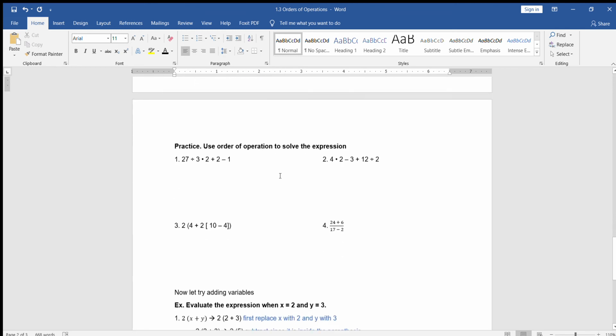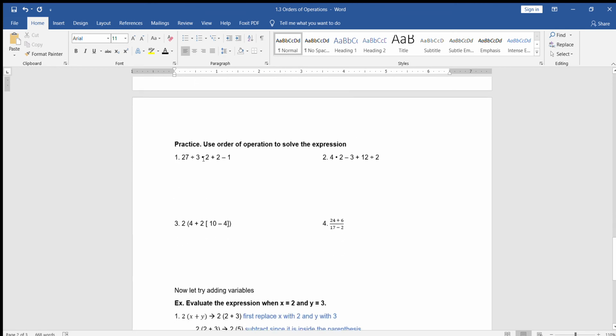Now hopefully you guys pause the video here and you do this by yourself. Okay, you can unpause the video and let's try this together. 27 divided by 3 times 2 plus 2 minus 1. So in this case, I'm not going to show you guys step by step. I'm not going to color code this, but hopefully you can see where this part is going.